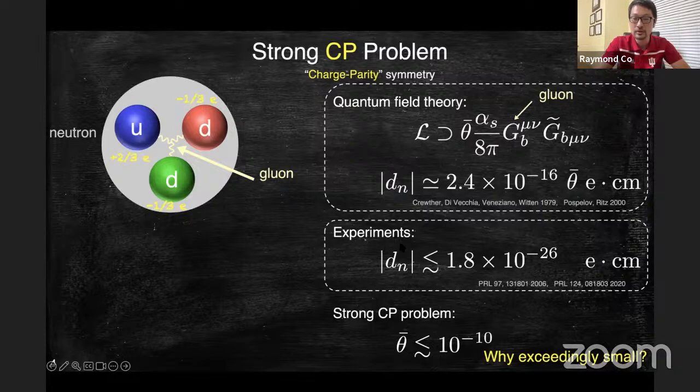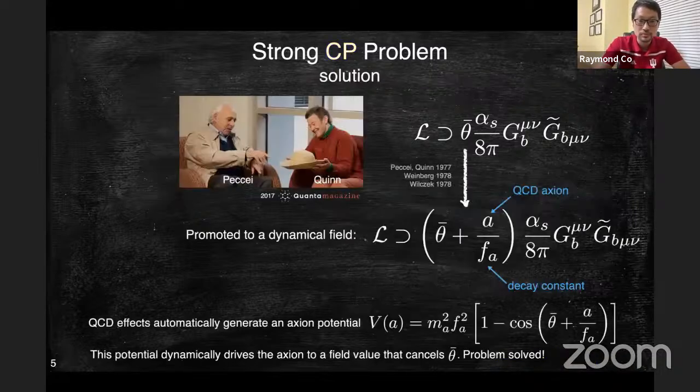But the experiments told us that the EDM of the neutron is bounded from above by 10 to the negative 26 e centimeter. By comparing these two, you see that the dimensionless parameter has to be less than 10 to the minus 10. The big question is, why is it exceedingly small when it is expected to be order one? What is making this term vanish?